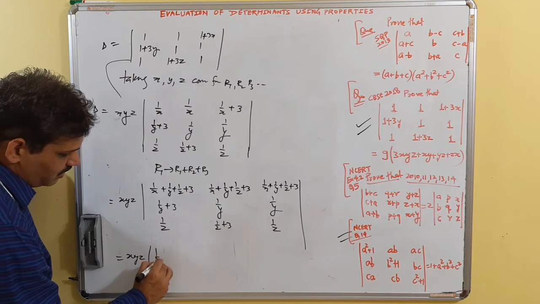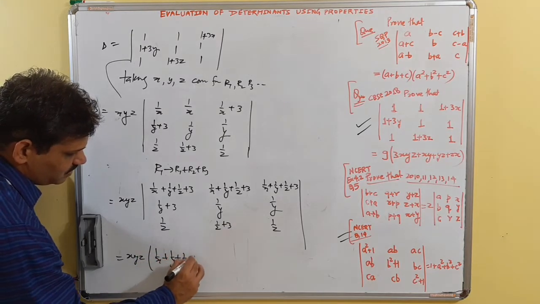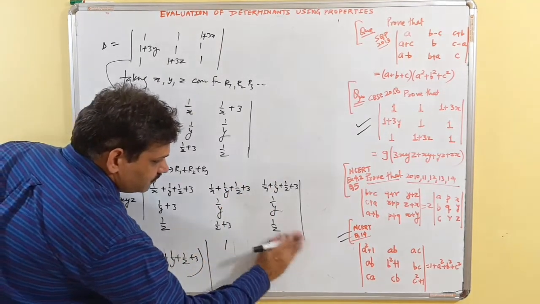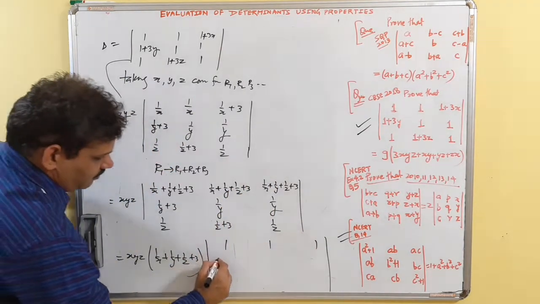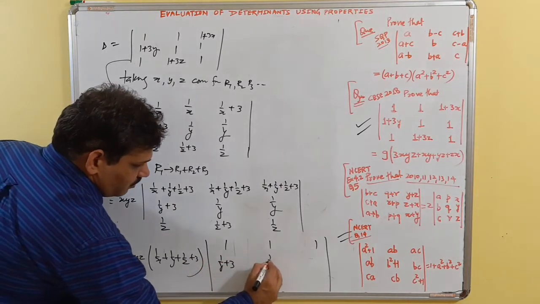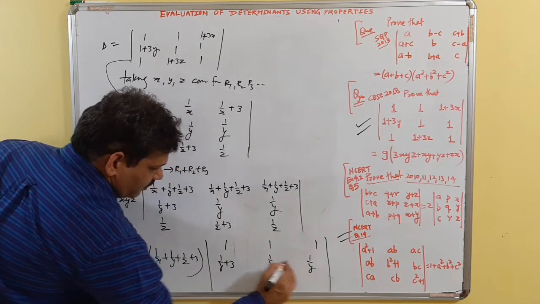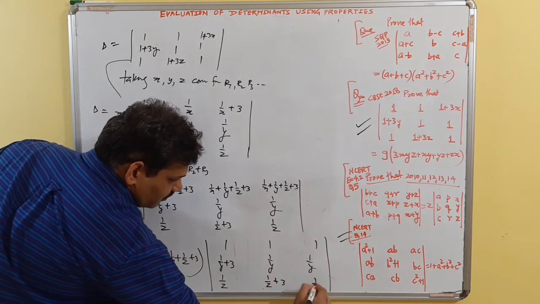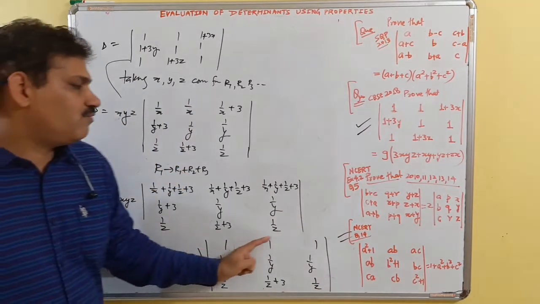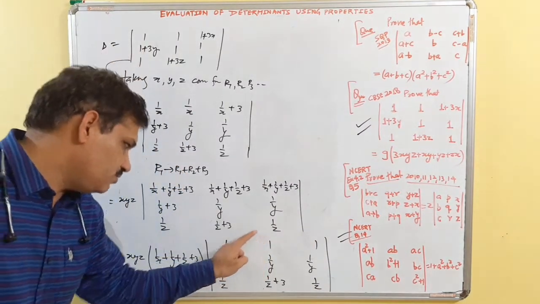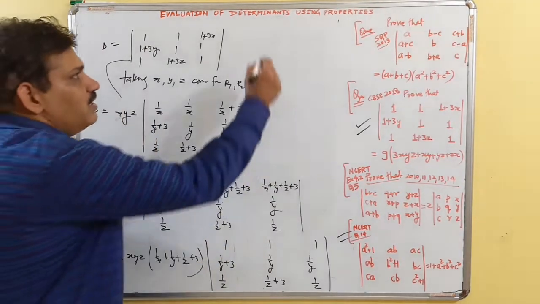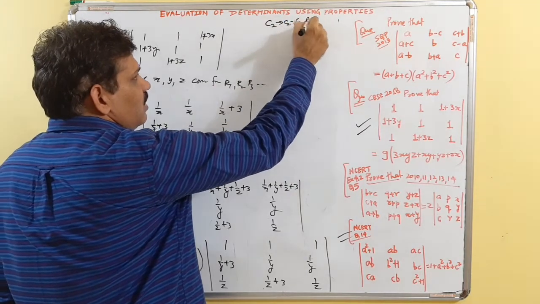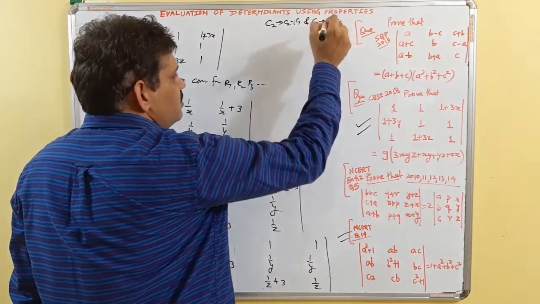Now taking 1 by x plus 1 by y plus 1 by z plus 3 common from row 1, this is 1, 1, 1. And here 1 by y plus 3, 1 by y, 1 by y, 1 by z, 1 by z plus 3, 1 by z. Now we have got all ones in row 1. So we make 2 zeros with the help of this. So we apply C2 now becomes C2 minus C1 and C3 becomes C3 minus C1.